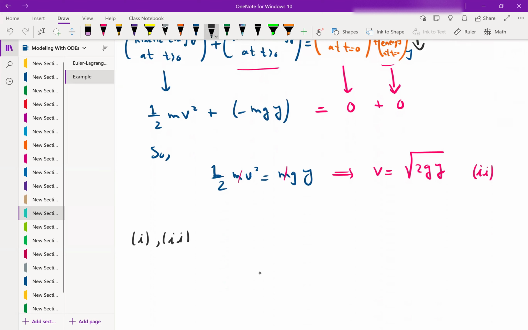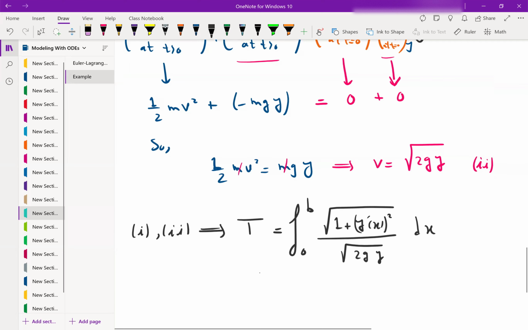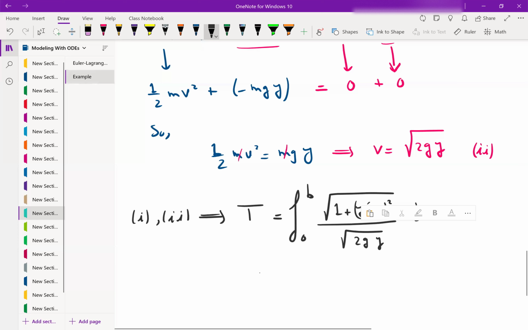they tell me that t of y, t as a function of y, is equal to the integral from 0 to b of the square root of 1 plus y prime of x squared, divided by v, which is the square root of 2gy, dx. And of course, g is the acceleration due to gravity, a constant number, 9.8 something. We can assume that it is a constant number in this problem.